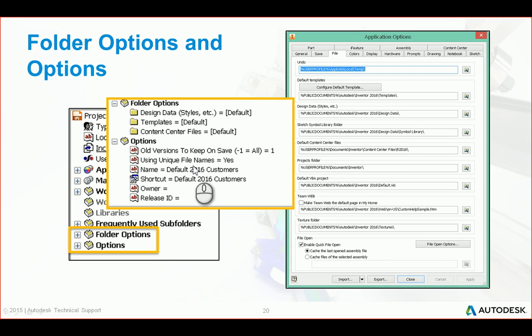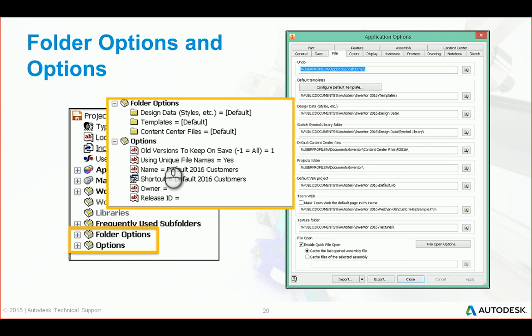Now, for your options, the old versions, the number of versions to keep. Default is 0. I usually keep 1. If you set it to -1, it'll keep all of them. A lot of disk space there. So this is where you set this up.